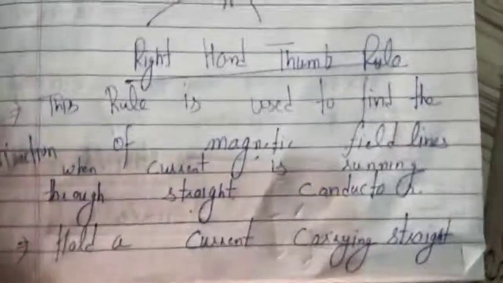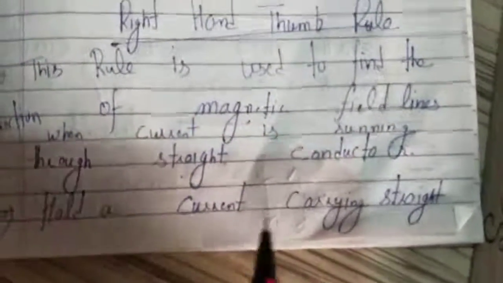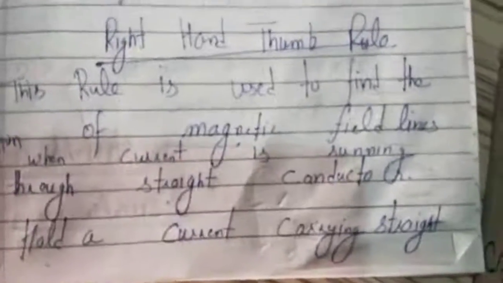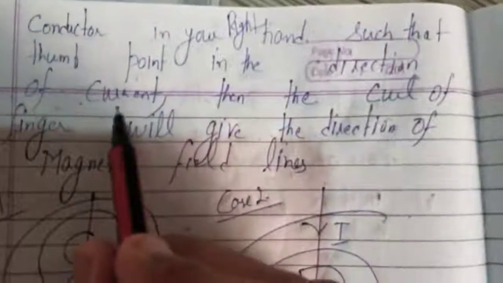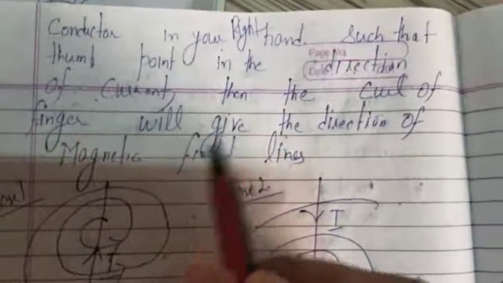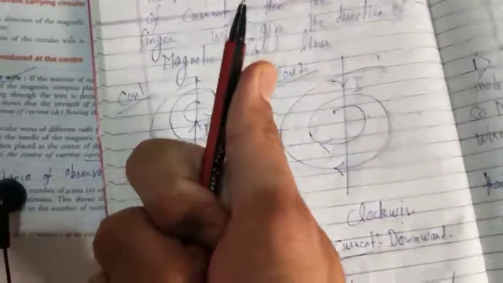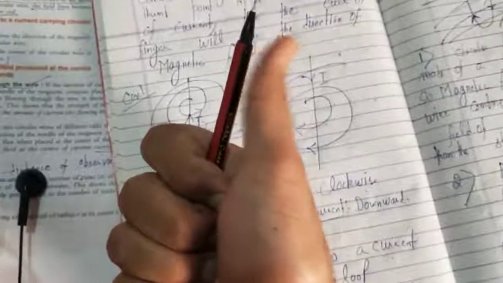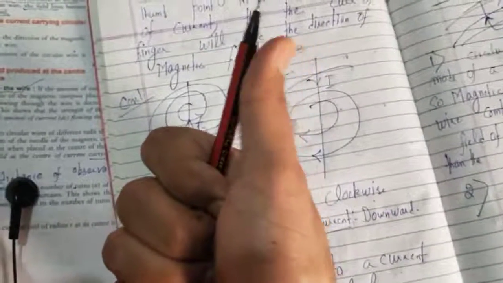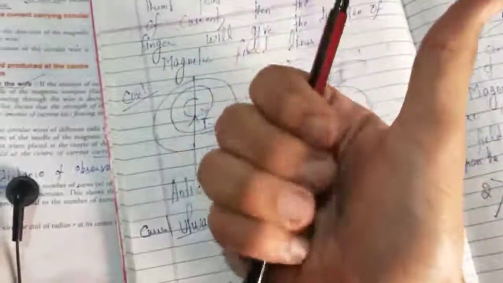What is the definition of this rule? You hold the current carrying conductor in your right hand in such a way that the thumb points in the direction of current. Then the curl of the fingers will give the direction of magnetic field lines. Suppose this is a conductor and the current is going from cap to nib. I will hold this current carrying conductor in my right hand in such a way that the thumb points in the direction of current. That means the current is upward. Then the curl of fingers.